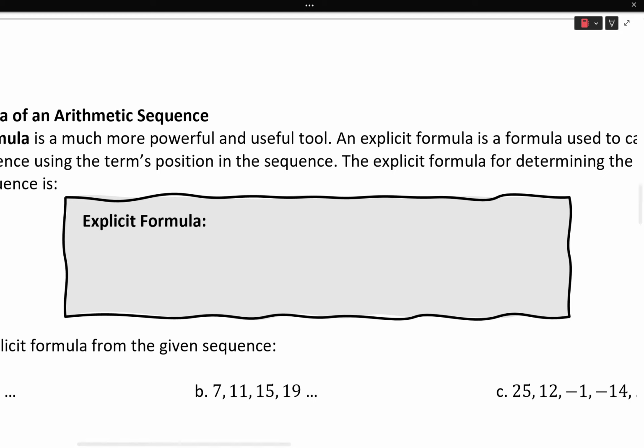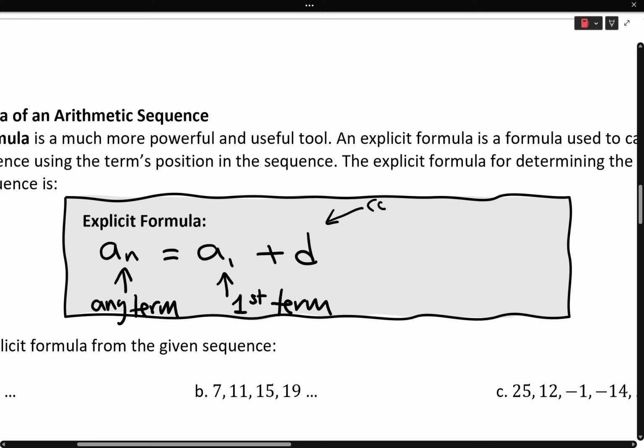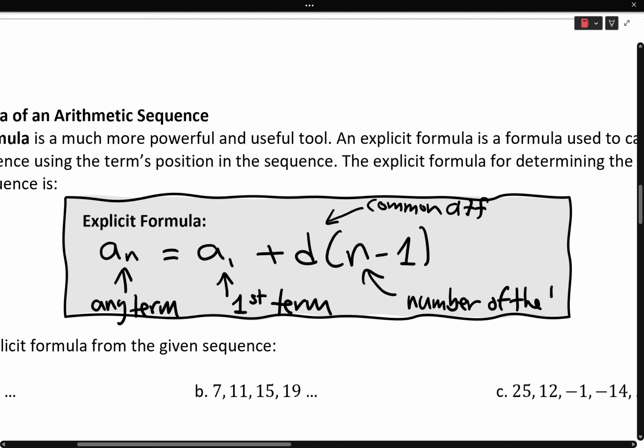Anyways, we still start the formula with an. That's still any term equals a1, first term, plus D, common difference, times n minus 1. Now, n is the number of the term. And I'll let you know what that means in a bit.